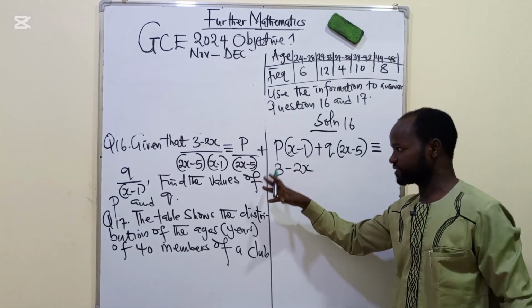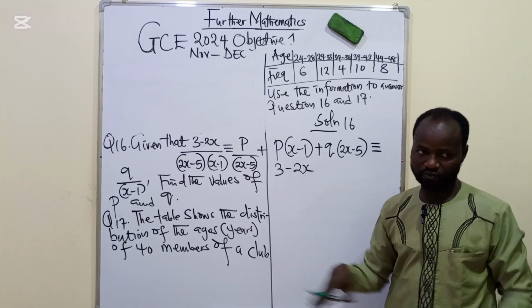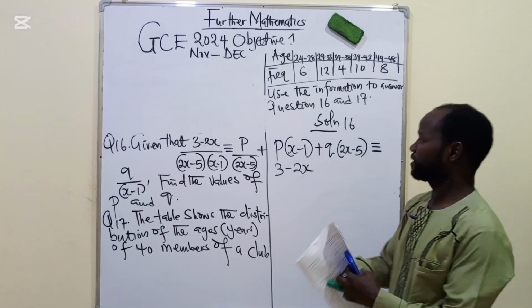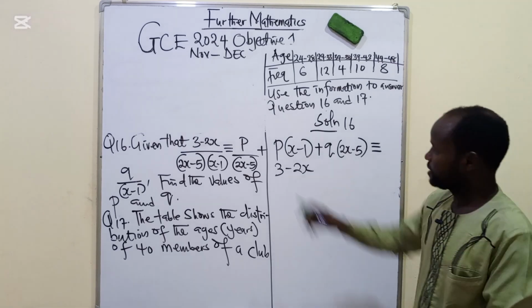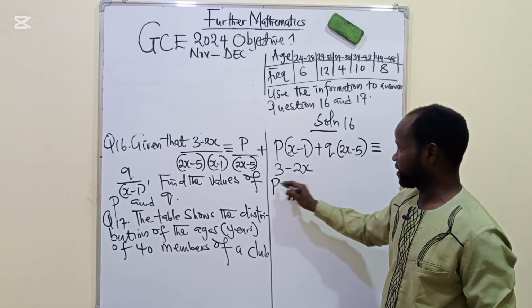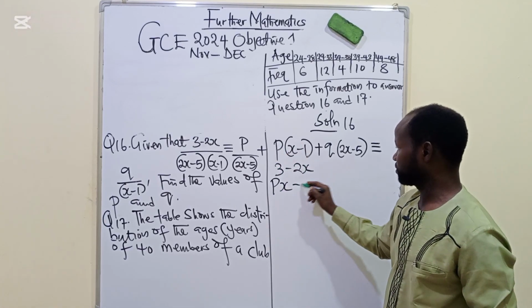We can either find the LCM and multiply through by the LCM, or we use this cover up method. Whichever method, it will still give us the same answer. P times x, that's px. P times minus 1, that's minus p.